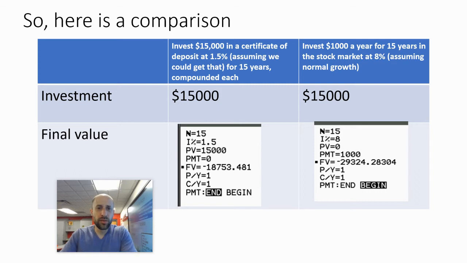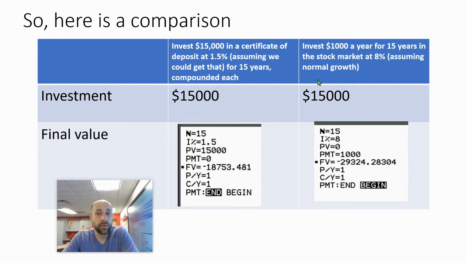Okay. So just to compare that to a CD, kind of what we did previously. So you have 15,000 in a CD at 1.5%, and that's assuming we could get that rate. Here's what that calculation would look like. $15,000 present value, 1.5 interest rate, 15 years. Here's our total amount.